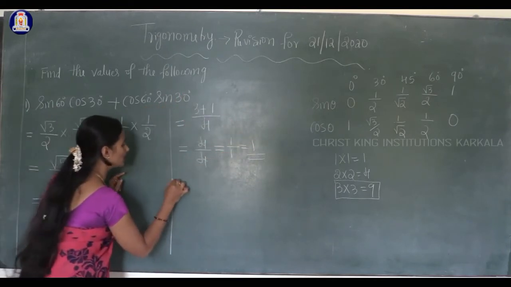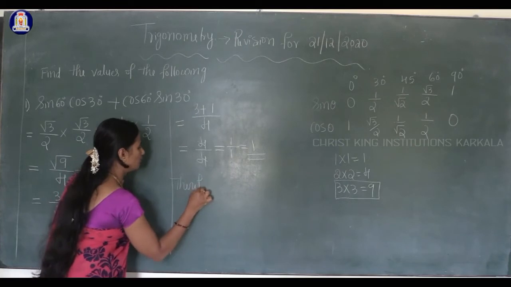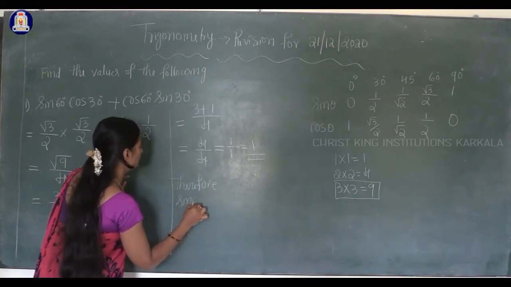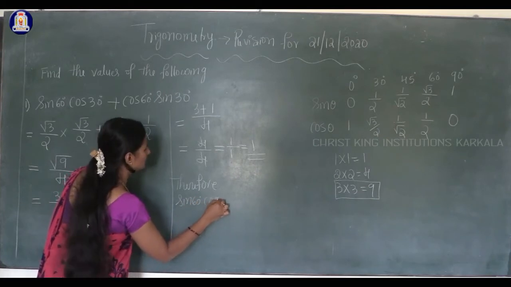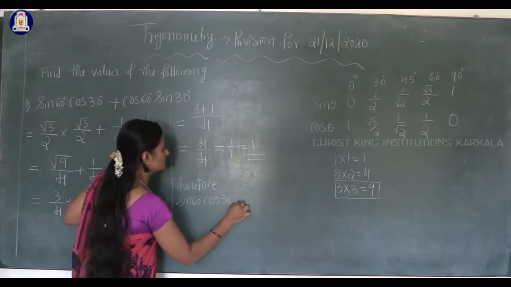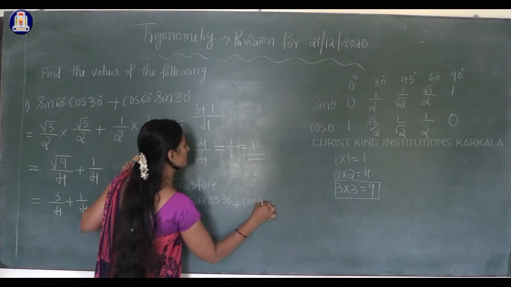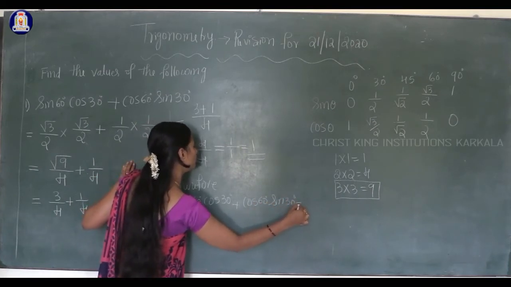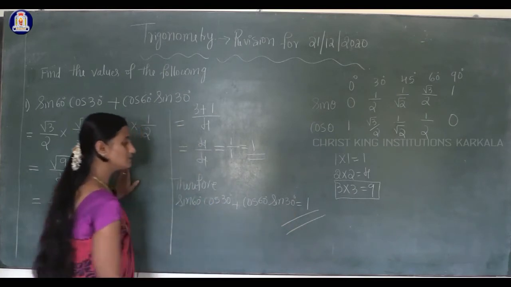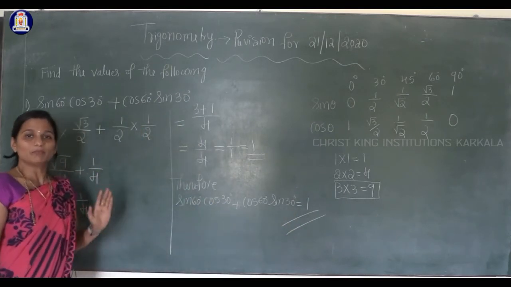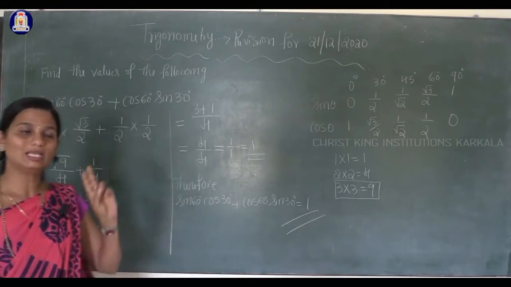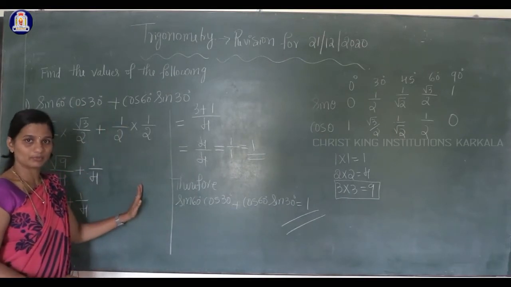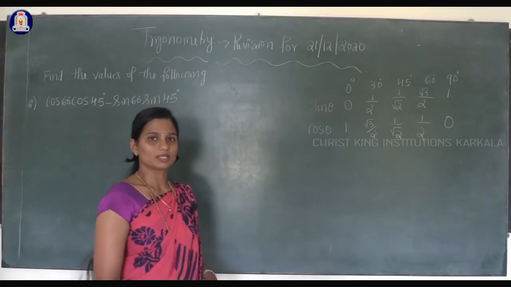So write the conclusion. Therefore sin 60 cos 30 degree plus cos 60 degree sin 30 degree is equal to 1. The value of this is equal to 1. This type is important for 2 marks. I will give 2 marks for one question of this type. Next, second question.